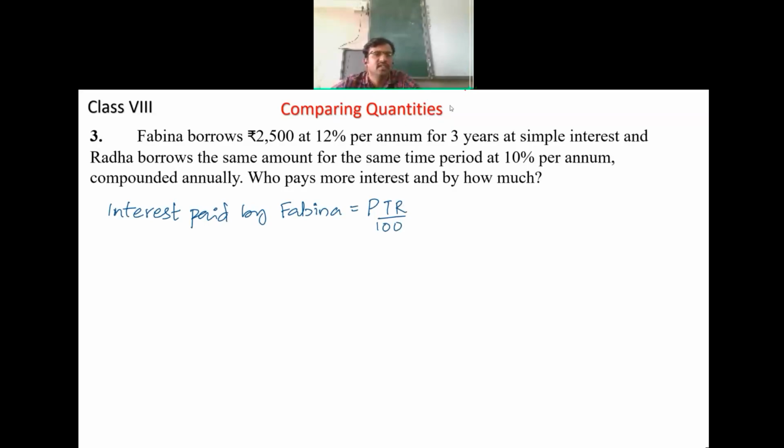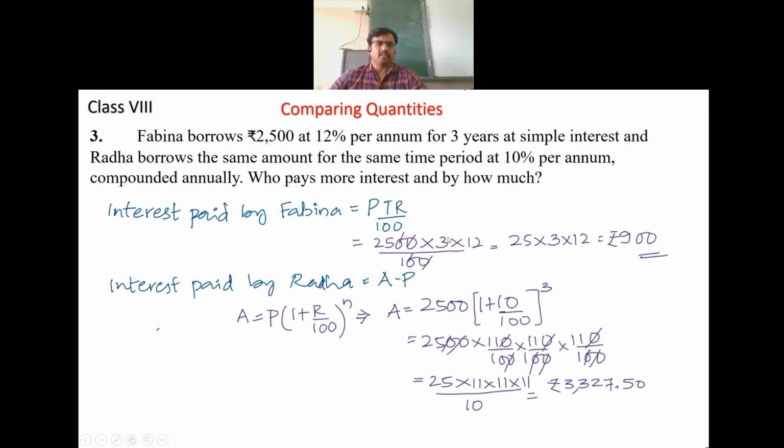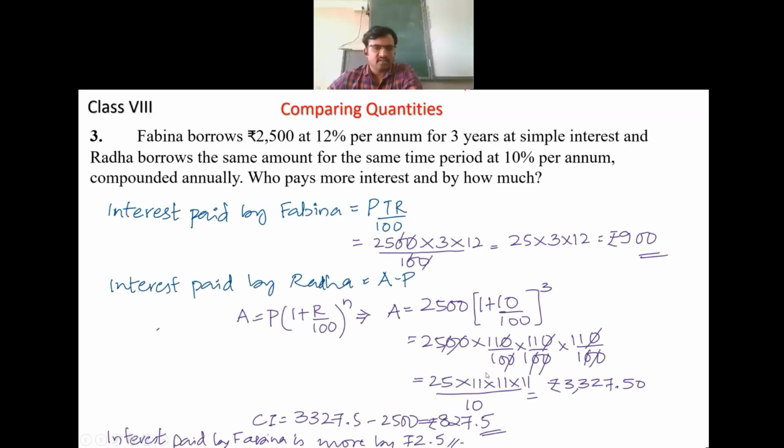First, we will find out the interest paid by Simple and Fabina. We have to find simple interest, sir. So she pays 72.5 rupees more. But you gave a different answer. Isn't it? Yes, sir. Sir, I made a mistake in subtraction, sir.